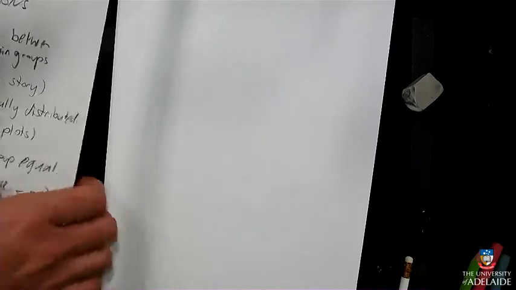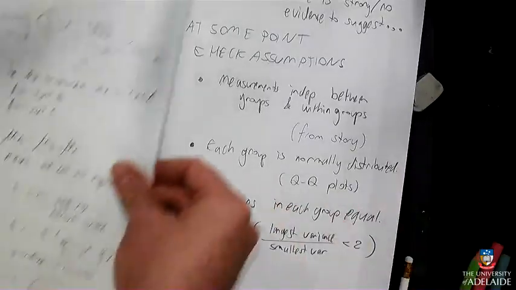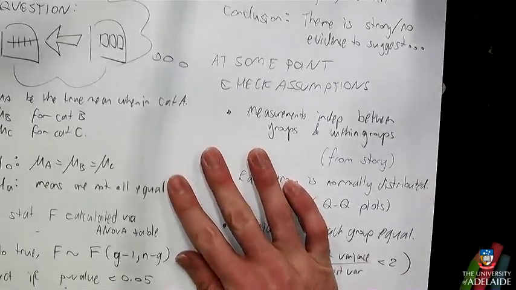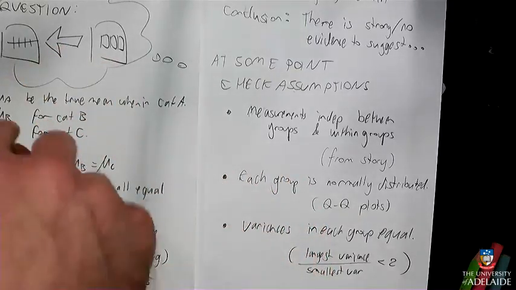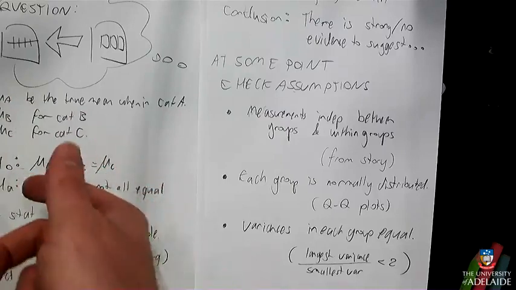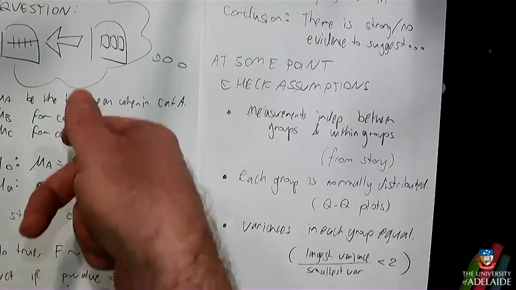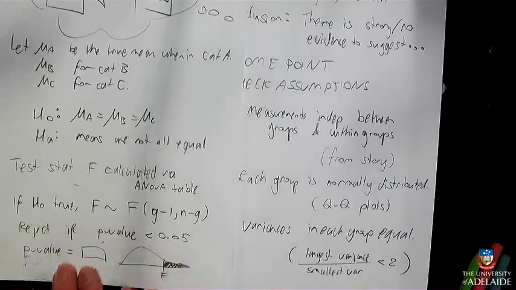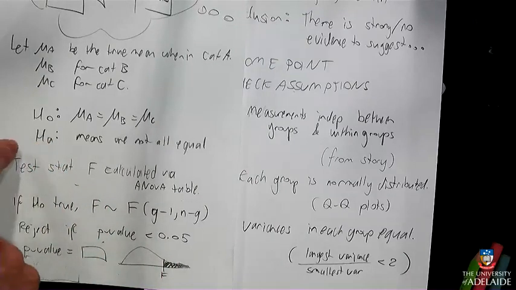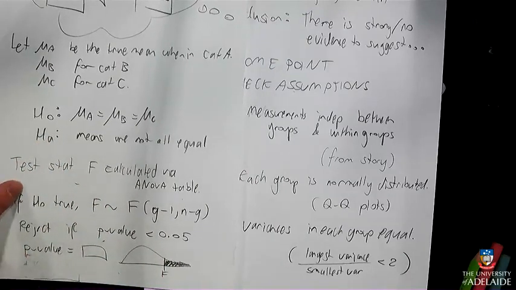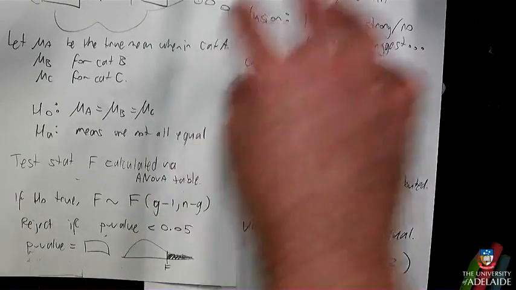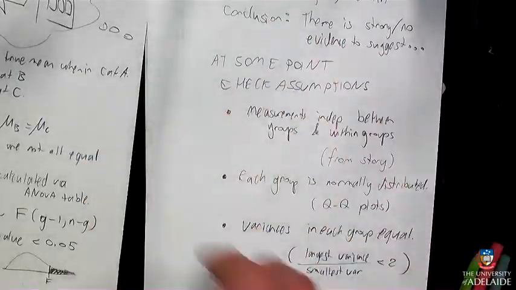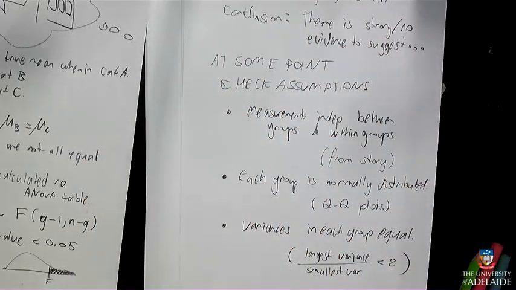So these pieces here are the pieces that we have to have for any hypothesis test. You're supposed to define any parameters that you plan to mention when you write your null hypothesis. Write your null hypothesis and your alternative hypothesis. Say how you're going to calculate your test statistic. Say what the distribution is if it's true, say how you're going to decide whether you reject or retain, then do it, and also at some point check the assumptions. They're all the things that you're supposed to do when you do any hypothesis test.